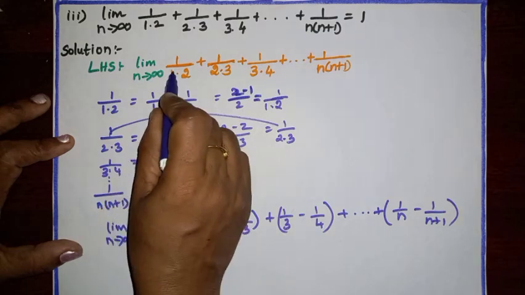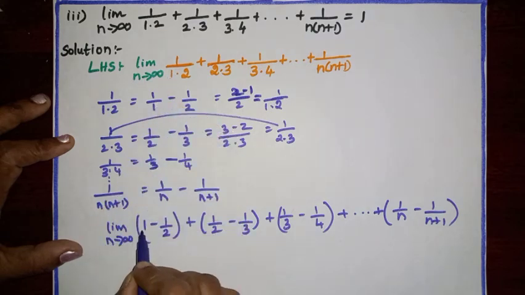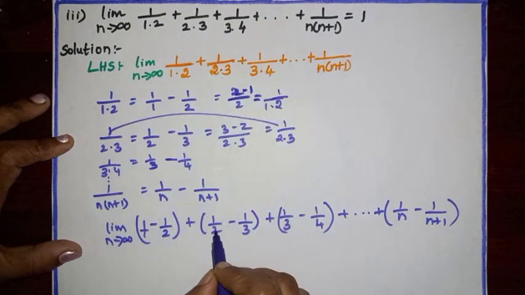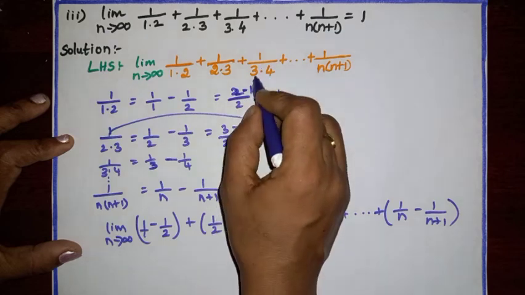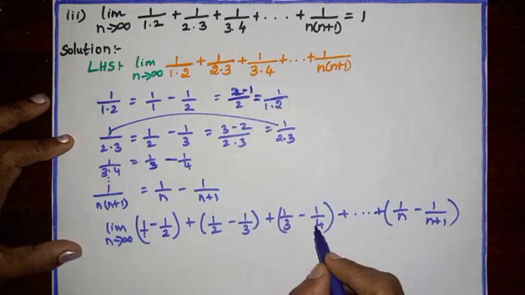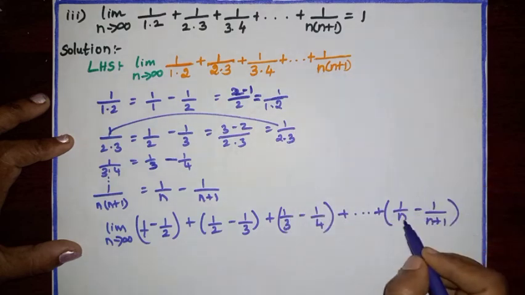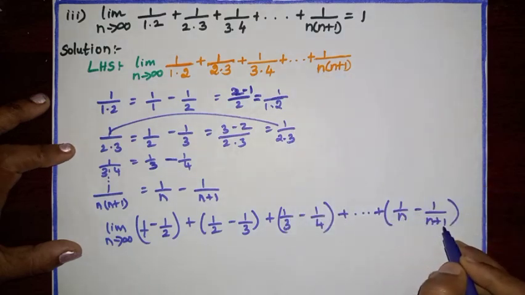Now substitute 1 by 1 into 2 as 1 by 1 minus 1 by 2, 1 by 2 into 3 as 1 by 2 minus 1 by 3, 1 by 3 into 4 as 1 by 3 minus 1 by 4, plus dot dot, 1 by n into n plus 1 as 1 by n minus 1 by n plus 1.